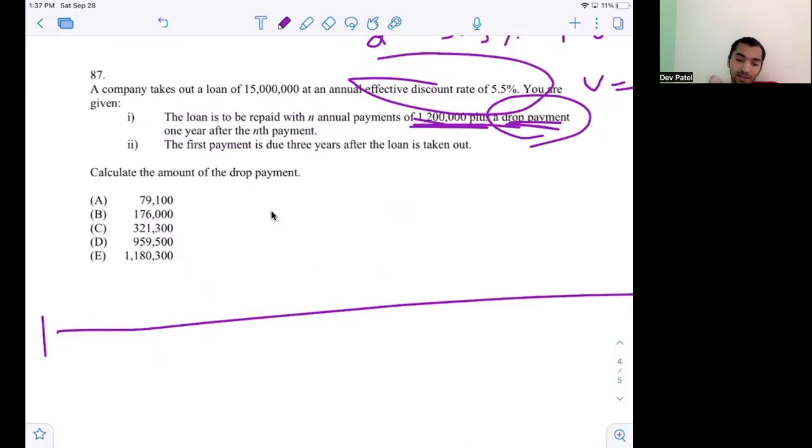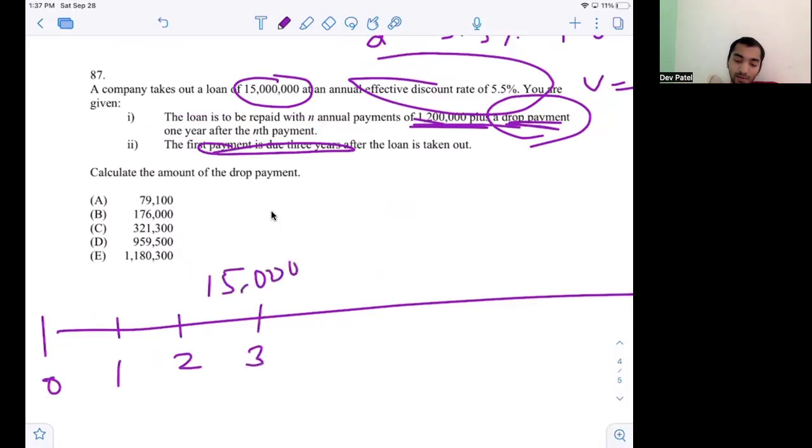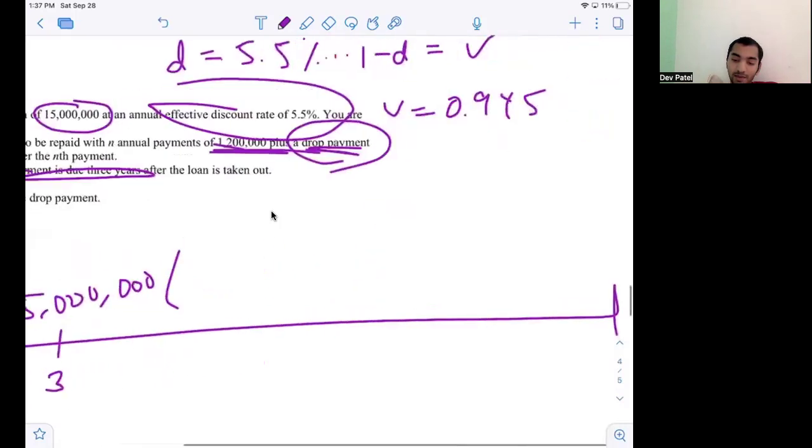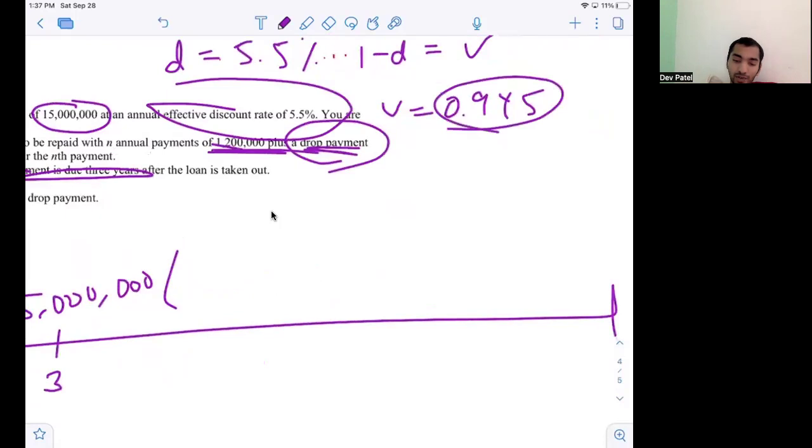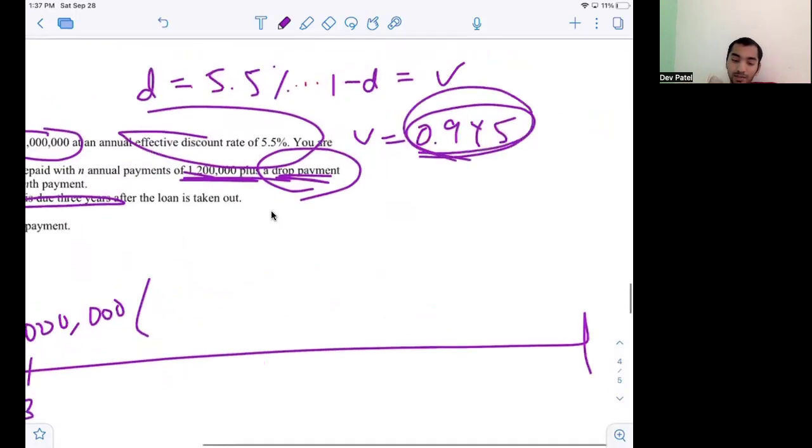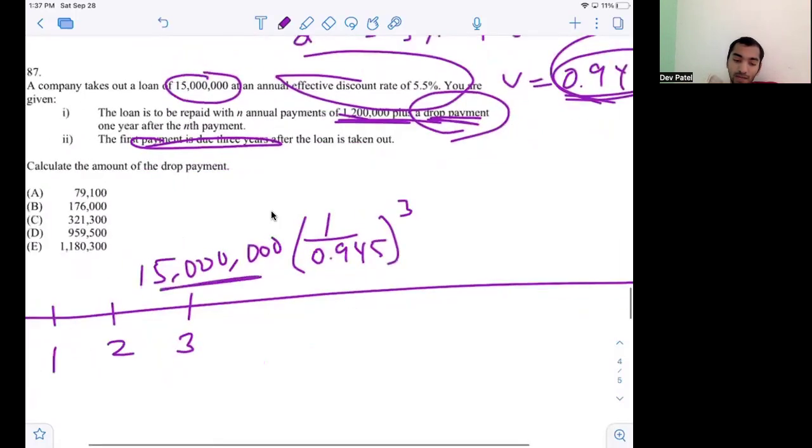So here a company takes out a loan of 15 million, and the first payment is actually due 3 years after the initial loan is taken out. So let's just accumulate this by 3 years. We have 15 million times, we have this i over here, right? We want to convert this to 1 plus i, which is just 1 over v, accumulated by 3 years. So the value at time step 3 of this loan is this amount that is going to have to be paid.